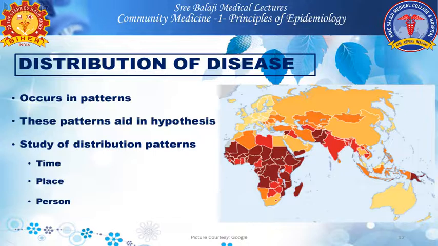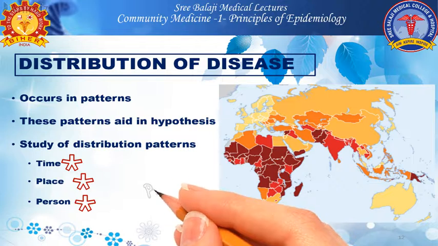Distribution of disease refers to the occurrence of disease in a pattern. This pattern helps us to identify various parameters involved in disease progression, and it can also help us in hypothesis development. Generally in epidemiology, we see distribution in terms of person, place, and time, which can be remembered as PPT.